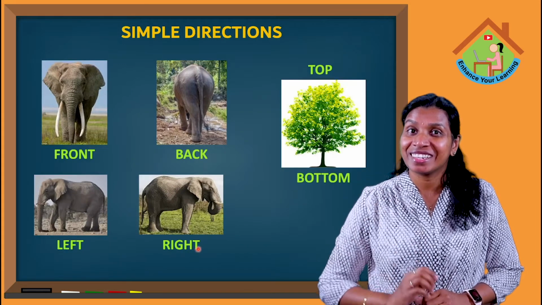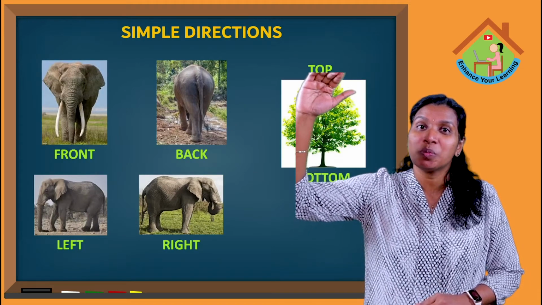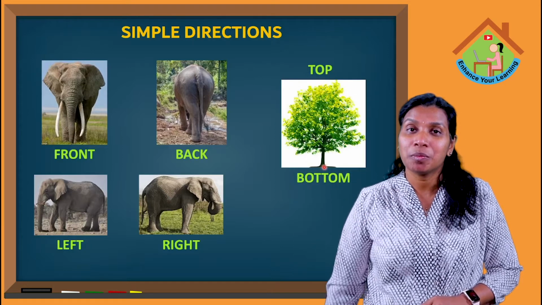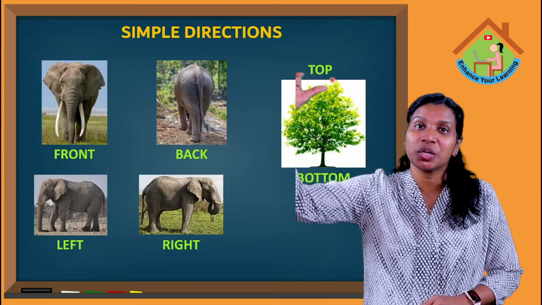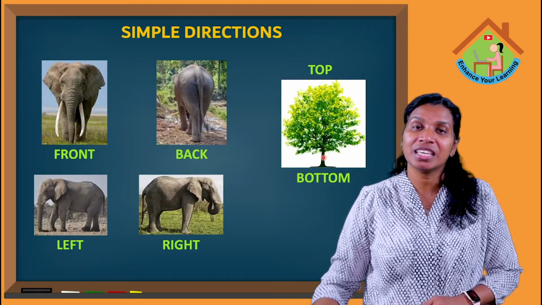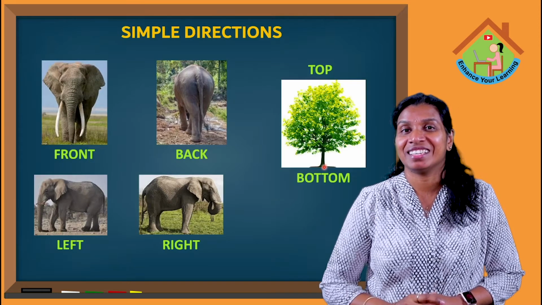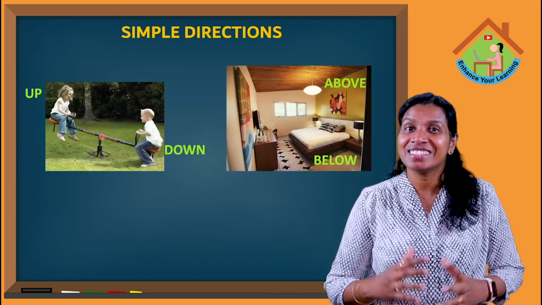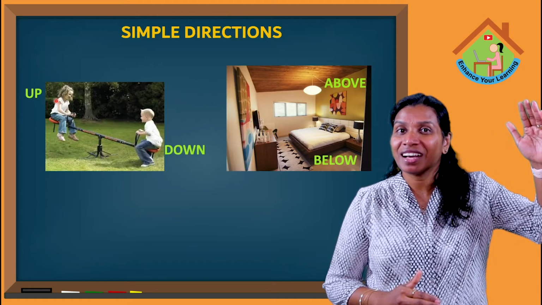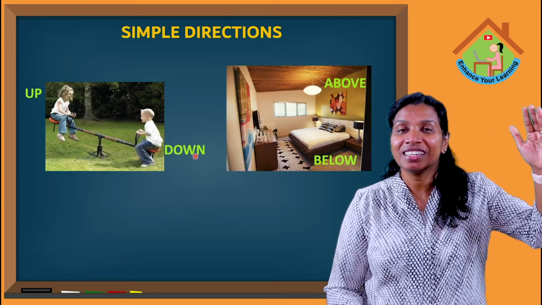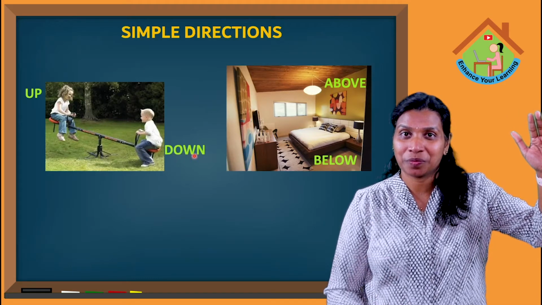Yes, now look at the tree. You can find the top of the tree as well as the bottom of the tree, right? Leaves are there at the top of the tree and the stem of the tree is at the bottom, right? Now look at the other picture. Seesaw. The girl is sitting up and the boy is sitting down, right?